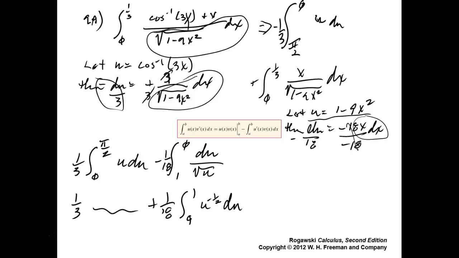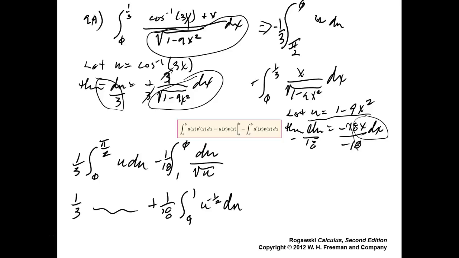The antiderivative of u is u squared over 2. And plug in the pi over 2 and the 0. I mean, pi half, not 1/2, pi half. So that would give you a weird number, but it's fine.